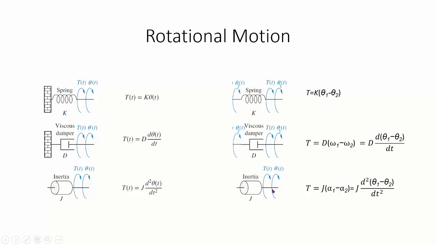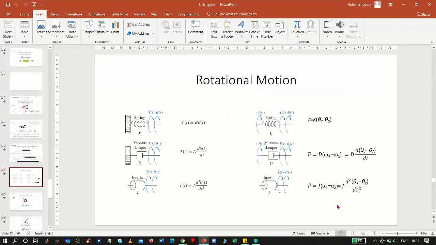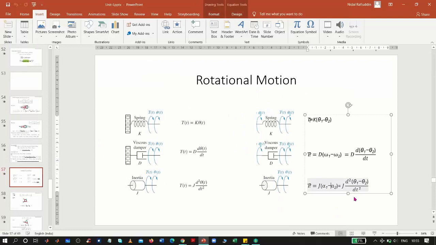Now in case of inertia, if you are going to apply a torque, this torque will cause this mass to rotate with an angular displacement of theta. So you have the rotational or inertial torque, which is given as J. Sorry, a correction: it should not be alpha 1 minus alpha 2. So you don't have a flexible mass. It's only a single mass.